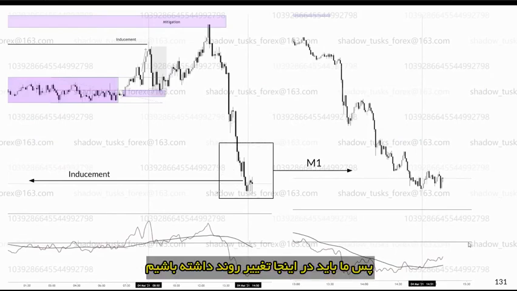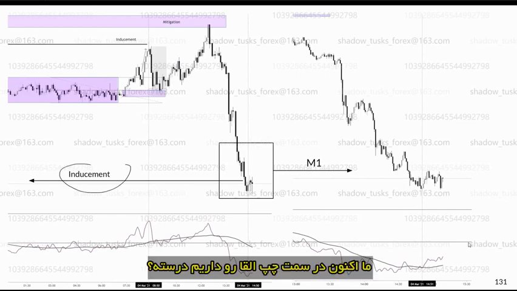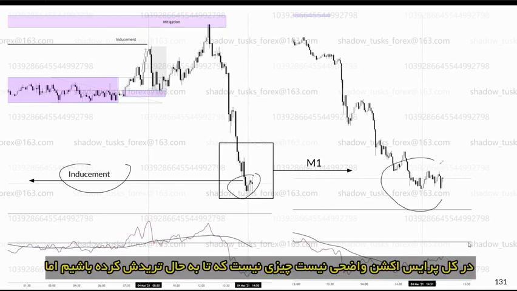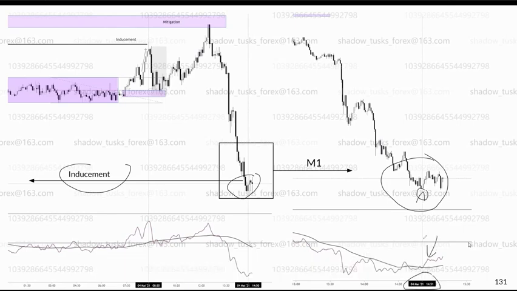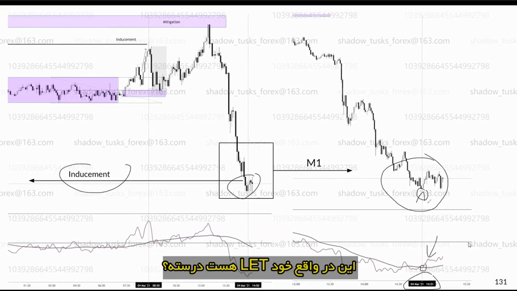So we have the chop in here. So now we have the inducement to the left, right? So we're going to the 1 minute in here. Not clean price action at all. Nothing we would ever trade. But what is the major inducement in here? Based on timing trap, 15 o'clock. This is actually LIT by itself, right?